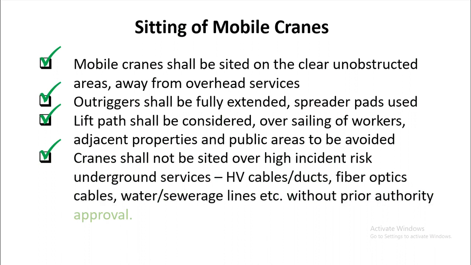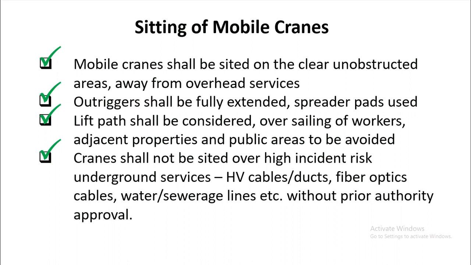Cranes shall not be sited over high incident risk underground services, HV cables, ducts, fiber optic cables, water, sewage lines, etc. without prior authority approval. So when there are underground utilities, you are not allowed to site any cranes on top of those underground services, because that location is not really fully compacted because of the utilities in it.